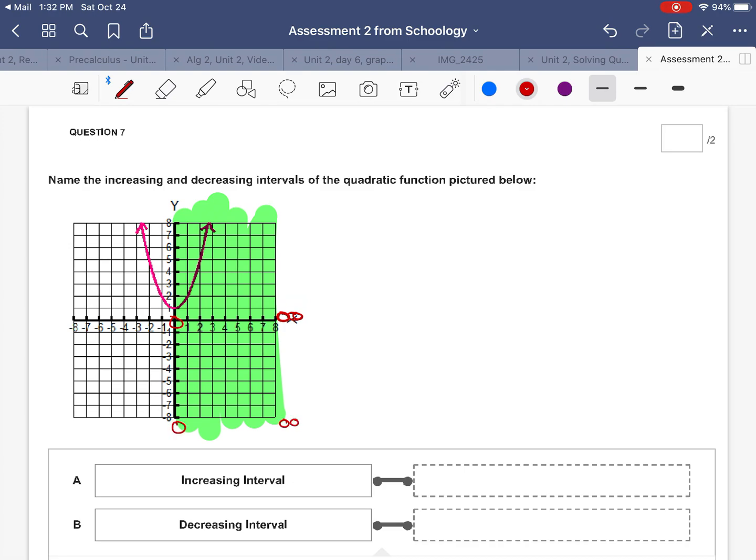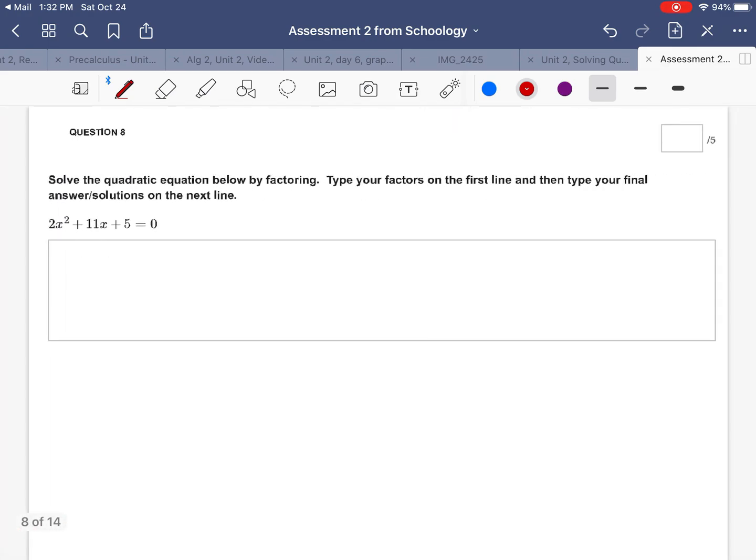And then the whole left side from 0 back to negative infinity is decreasing. So for my increasing interval, I would say start at 0 and go to infinity. Remember, you always use parentheses. And for decreasing, I would say from negative infinity to 0. I always use parentheses, and I always put the smaller thing on the left and the larger thing on the right. Okay.